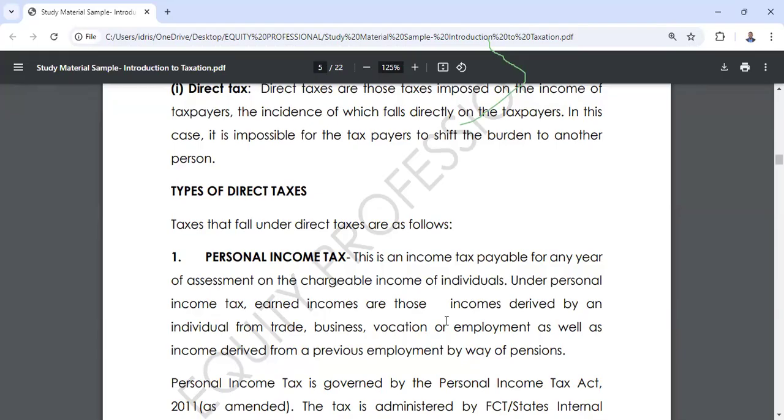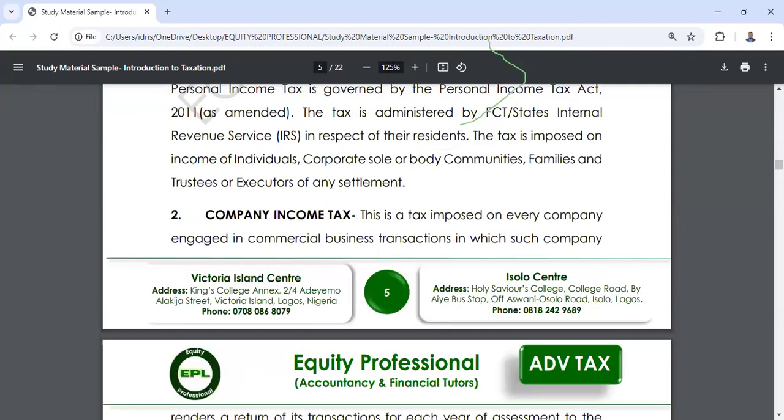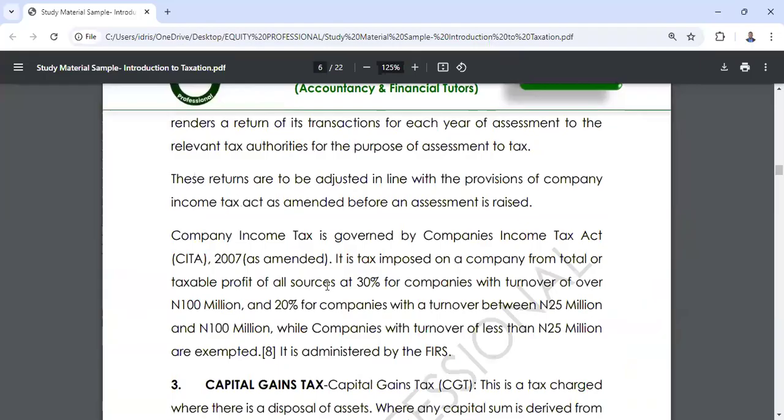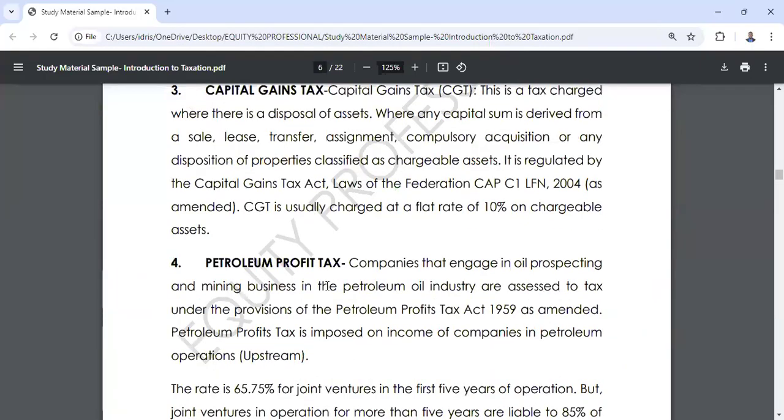Company income tax is paid by company, limited company, PLC, and it is collected by FRS. Petroleum profit tax is paid by upstream petroleum company. It's now known as hydrocarbon tax. It's collected by FRS too.